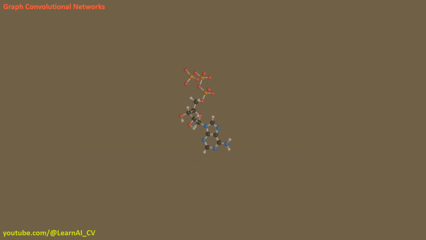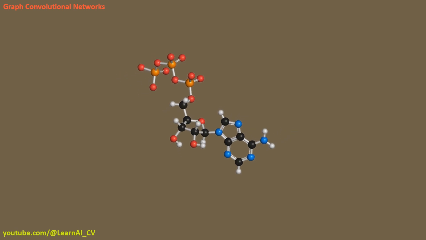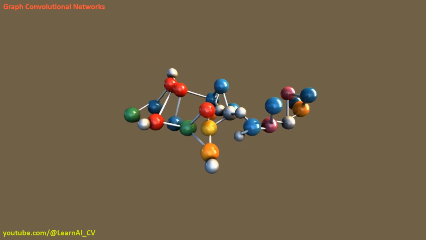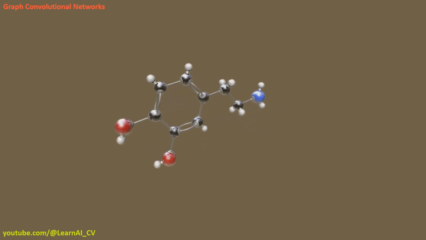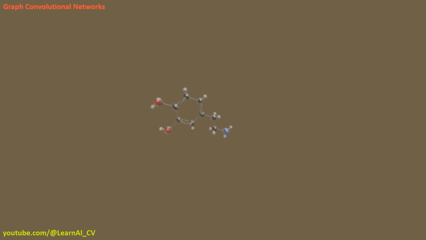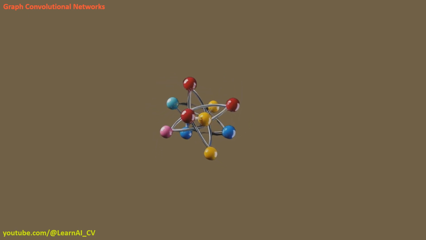A molecule is a set of two or more atoms that are bound to each other by chemical bonds, and each molecule has its own properties. Molecules are the building blocks of matter. It's a very convenient and common abstraction to describe the molecule as a graph, where nodes are atoms and edges are covalent or other types of bonds.